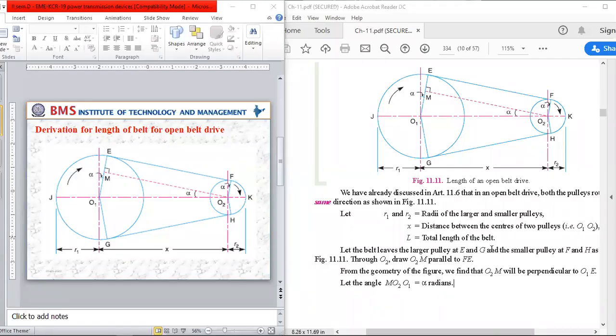Good afternoon. Today we'll discuss the derivation for the length of the belt for an open belt drive. In the last class we ended with a little bit, and we are going to finish it up today.